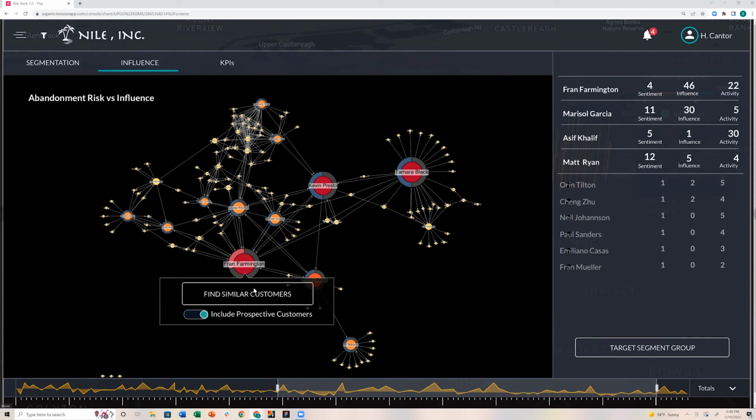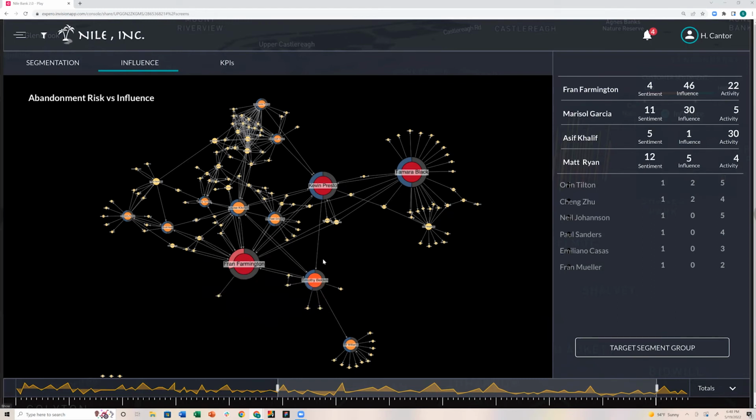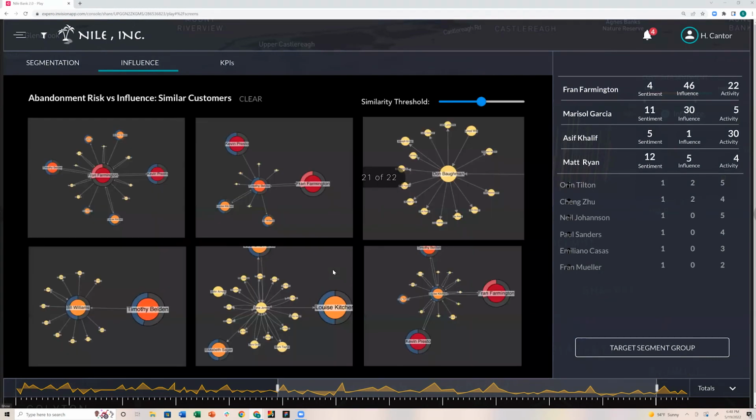And then what I'd like to do is walk through the next slide, if you will. Now what I've done is I've got this abandonment risk, and I've cross-sectioned that with the similarity here. So now I found not just Fran Farmington, but other cohorts by asking TigerGraph what those sections are. And I can see that there are multiple of those.